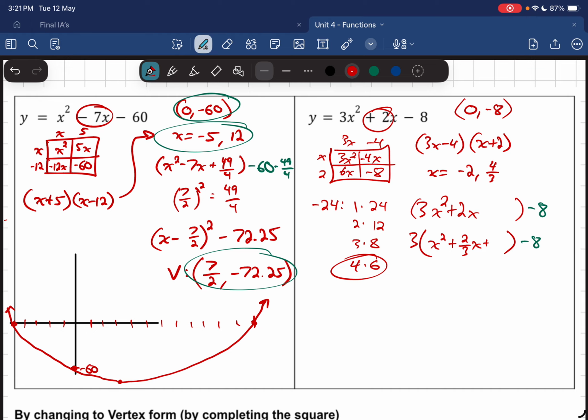Okay, now I got to think, okay, so just a quick check. If I were to redistribute that, would I end up with 3x squared plus 2x? And I would, so that looks good. Okay, so what do I need to add here? Again, it's the same process. So I take my 2 over 3, I divide by 2, that becomes 2 over 6, and then I square it. Okay, so divide by 2 and square it every single time. All right, that becomes 4 over 36.